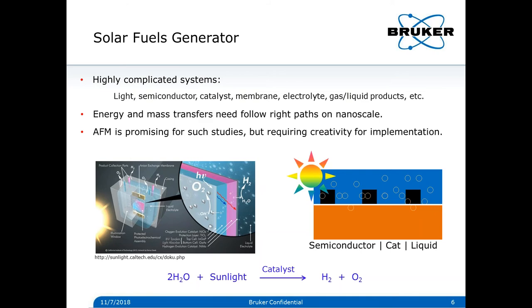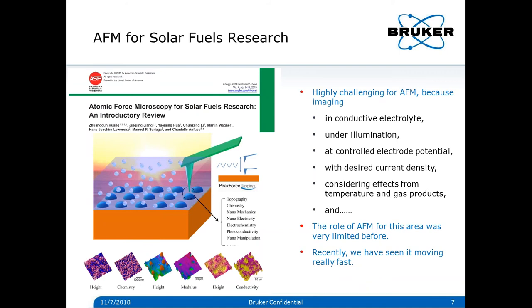And here is more detail. Back in 2015, I wrote a paper together with professors from Caltech, talking about the challenges in solar fuel research. For example, it's very challenging for AFM because imaging needs to be done in conductive electrolyte, under illumination, at controlled electrode potential, with desired current density, considering the effects from temperature and gas products, and so on. Before 2015, I would say the role of AFM in this area was very limited. Most papers just used AFM to study morphology in the dry state, in air, not in situ. But in the past several years, we have seen it moving really fast.